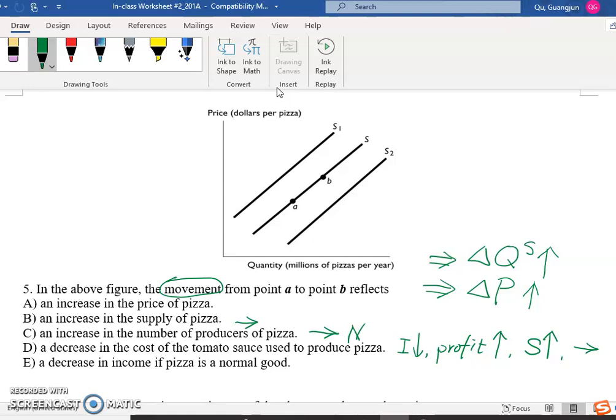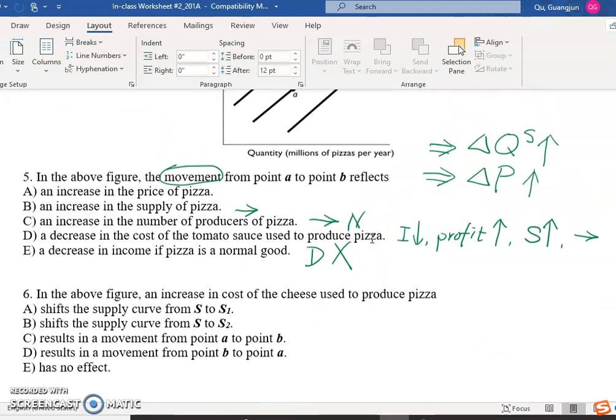Now, E, a decrease in income if the pizza is a normal good. This is about demand, right? It's not supply. But here, what we see is a supply curve diagram, or graph. So there's nothing for us to make any judgment about the demand side. So this is not the answer. All right, so this is number 5.